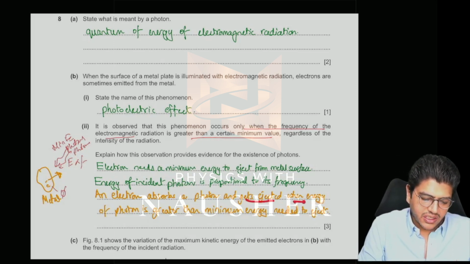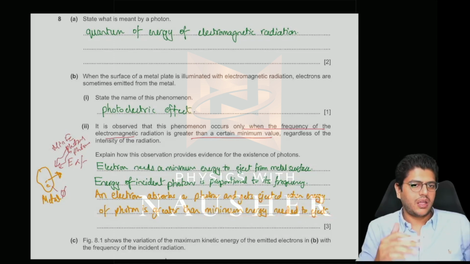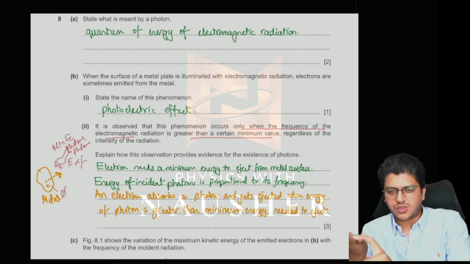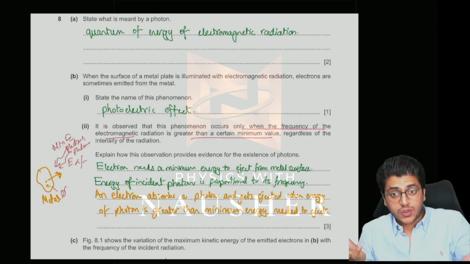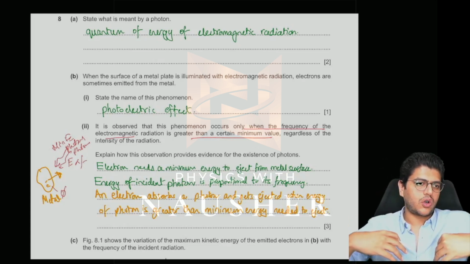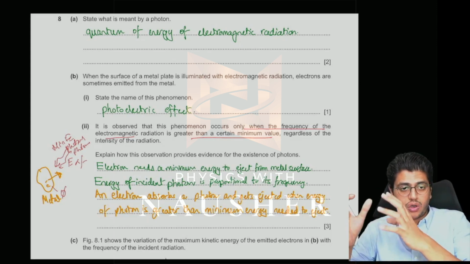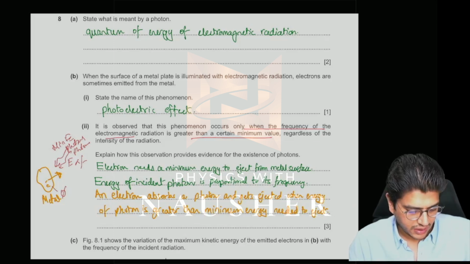And when does it get ejected? When the energy of the photon is greater than the minimum energy needed to eject. So for 3 marks, you have to explain that the electron requires a certain minimum energy. The energy of the incident photon is dependent on the frequency, and the electron absorbs the photon and is emitted whenever the energy of the photon is greater than the minimum energy required to eject.